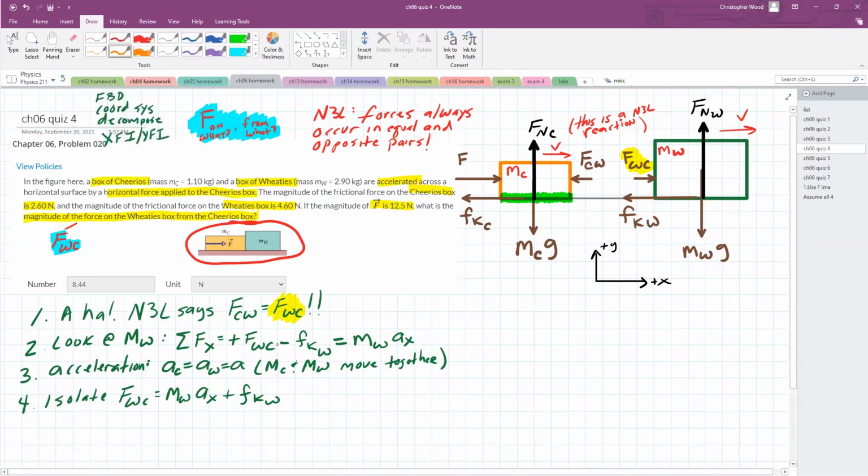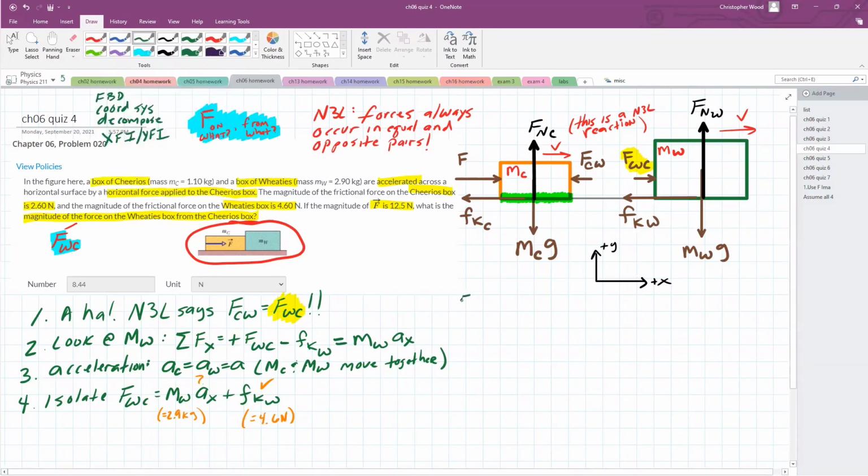I know FKW. That is the kinetic friction force acting on the Wheaties. And for me, the magnitude of the frictional force acting on the Wheaties is 4.6. So I know this number. This equals 4.6 newtons. Do I know the mass of the Wheaties? I do. Mass of the Wheaties equals 2.9 kg. Okay, the only problem is I don't know acceleration. So trouble in paradise, but not to worry.